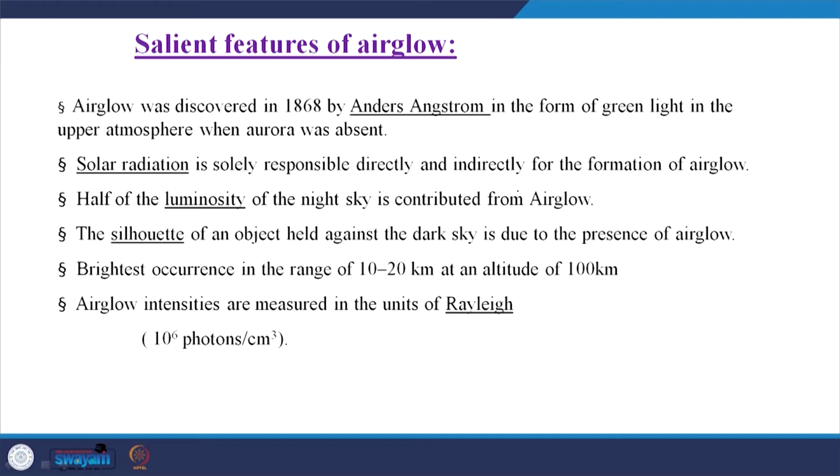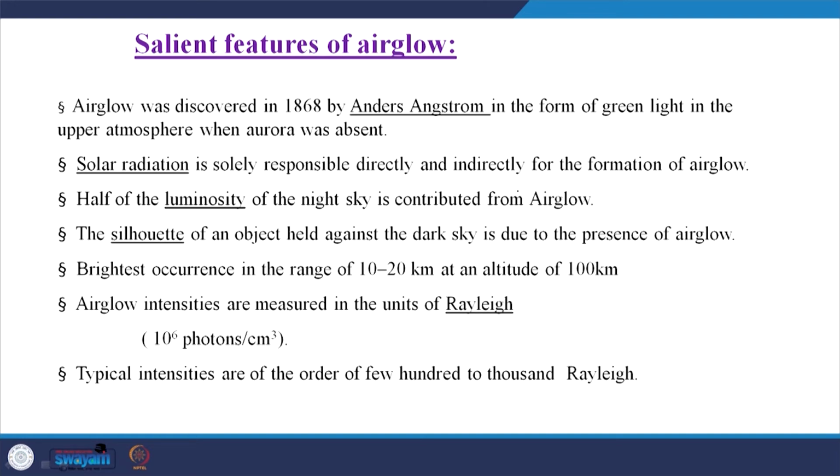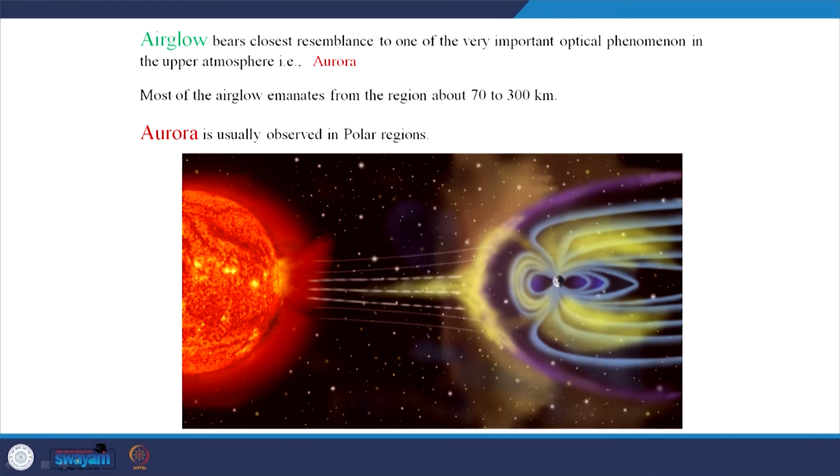Airglow intensities are measured in units of Rayleigh. Generally, 10 to the power of 6 photons per centimeter cube is considered as 1 Rayleigh. So, typically the intensities are a few hundred to a few thousand Rayleigh. The intensity of airglow is typically of the order of a few hundred to a few thousand Rayleigh.